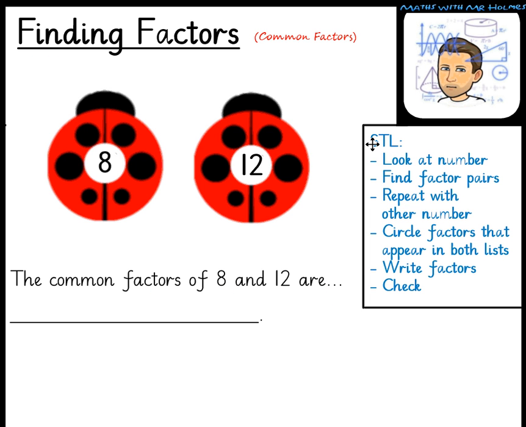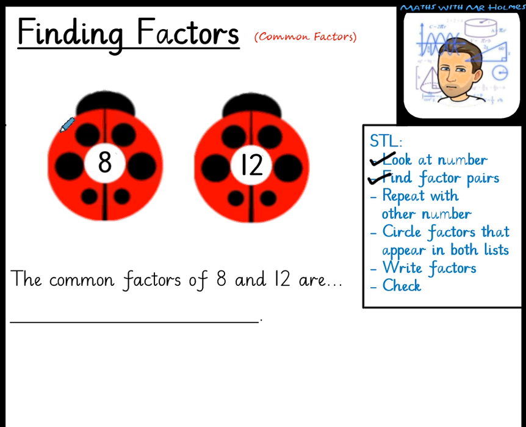We've got our steps of learning written up clearly, so you can follow along step by step as we go. Let's have a look at our question. We have two numbers, and we're going to use factor bugs to find our factor pairs. We have the number 8, and we have the number 12. We'll start with number 8. We'll look at the number and write it down, and find the factor pairs.